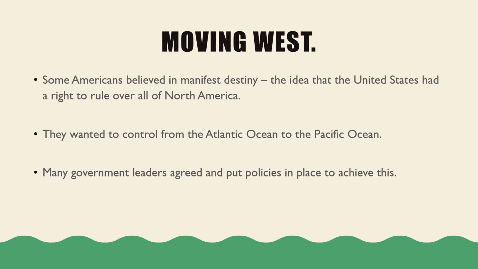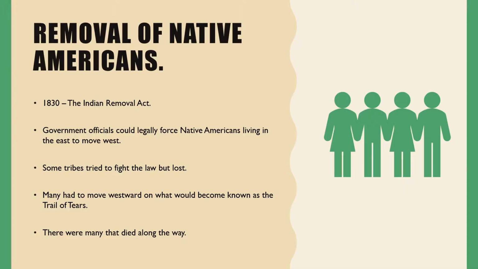Moving west. Some Americans believed in manifest destiny, the idea that the United States had a right to rule over all of North America. They wanted to control from the Atlantic Ocean to the Pacific Ocean. Many government leaders agreed and put policies in place to achieve this.